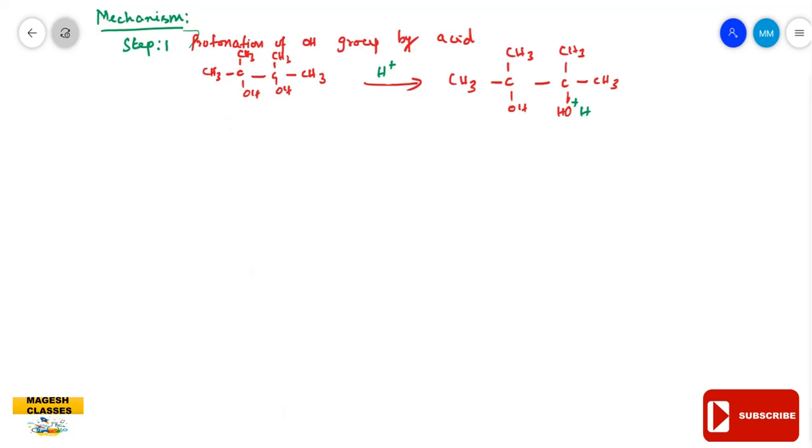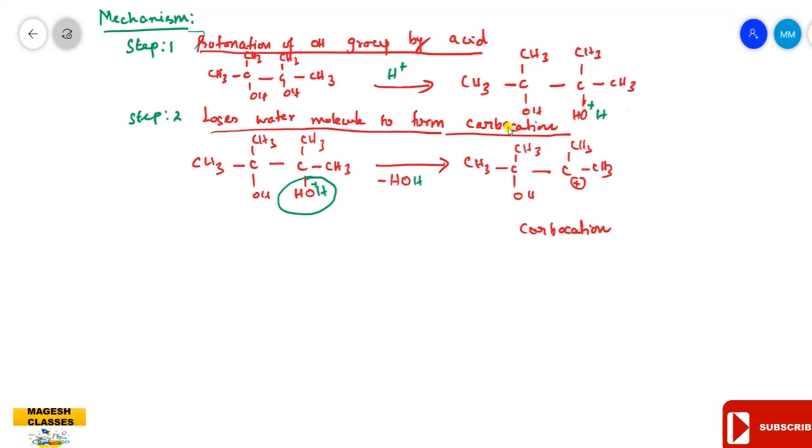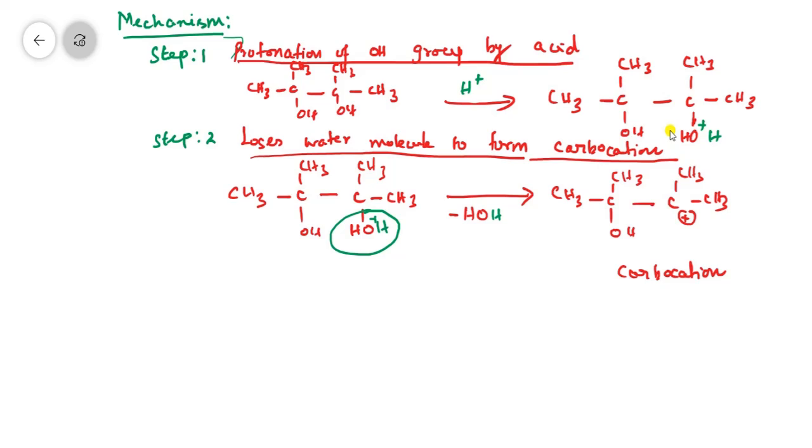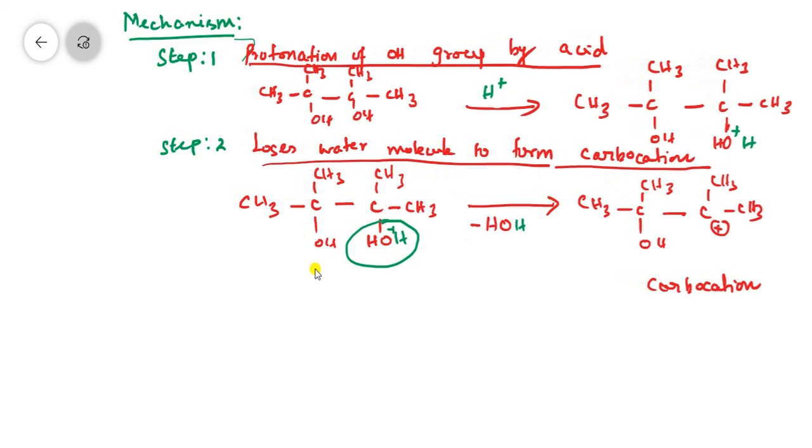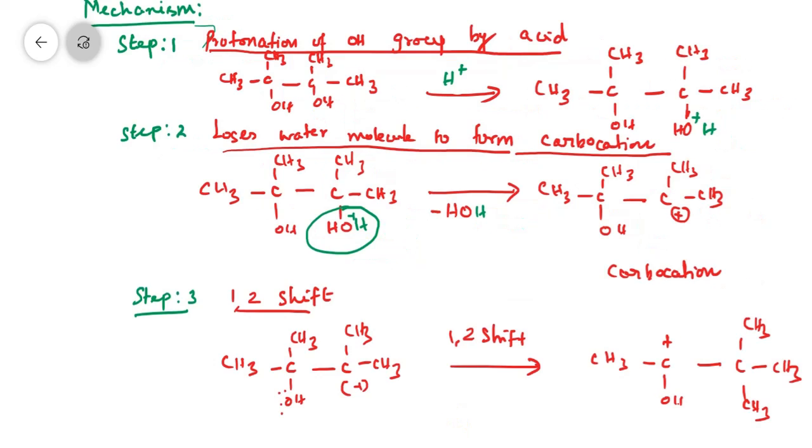In step 2, the protonated pinacol loses a water molecule to form the carbocation. So the water molecule is lost, you get the carbocation. The formation of carbocation is a very important step in the Pinacol-Pinacolone rearrangement. So the intermediate is carbocation. In step 3, a 1,2 shift takes place. The carbocation formed is unstable. To attain stability, it undergoes a 1,2 shift.